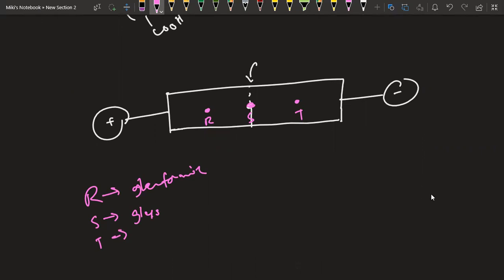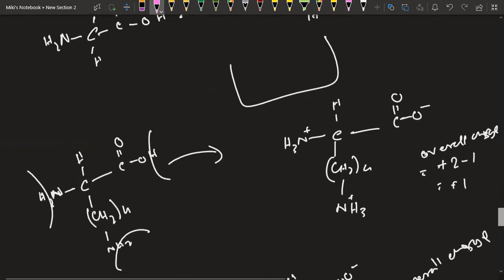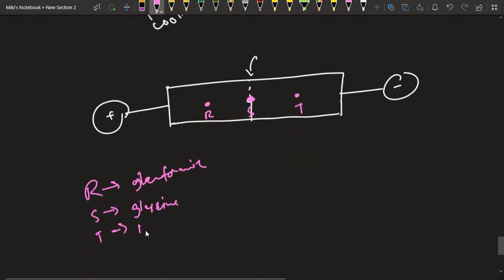If you couldn't solve this one as well, try to solve the last one, which is T. Okay. So T is towards the negative terminal. That means T should have an overall charge of positive 1. We have lysine as the positively charged one. So lysine is going to be attracted to the negative terminal.